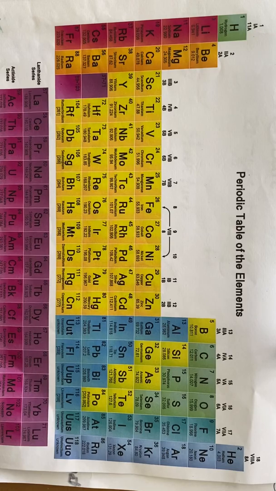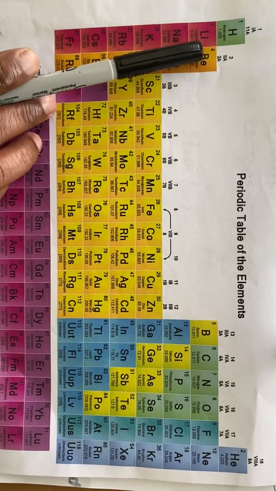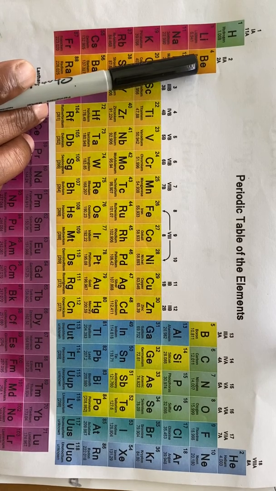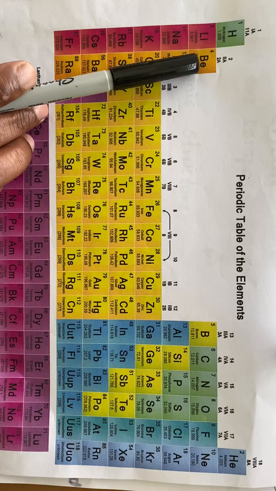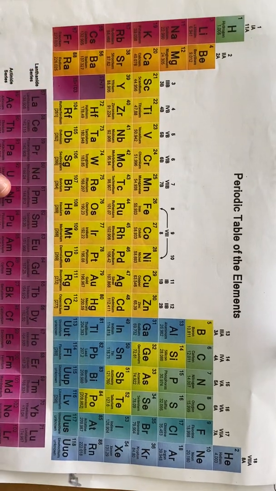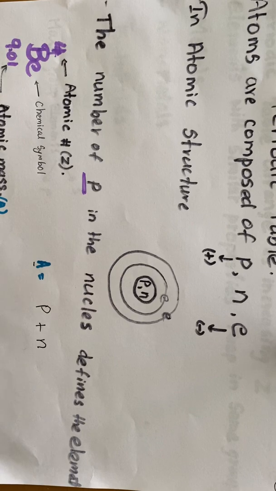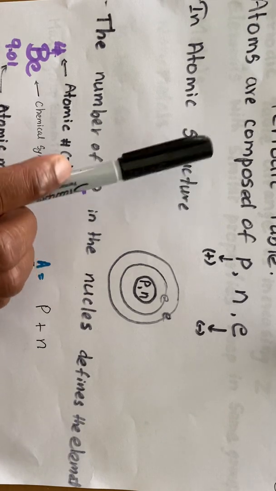This atomic number represents the number of protons. As an example, if you take beryllium, atomic number 4, it has 4 protons. If it is a neutral element, the number of protons and the number of electrons are the same. Let's first consider atomic structure.